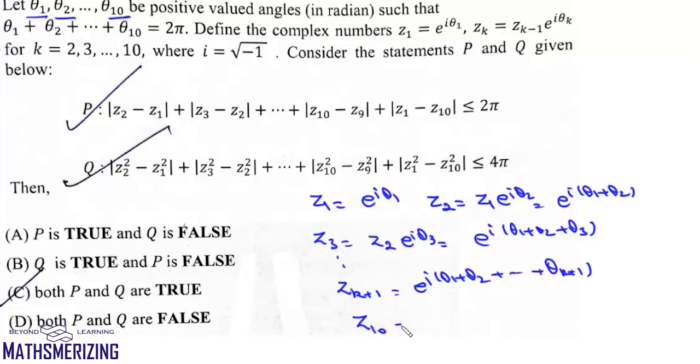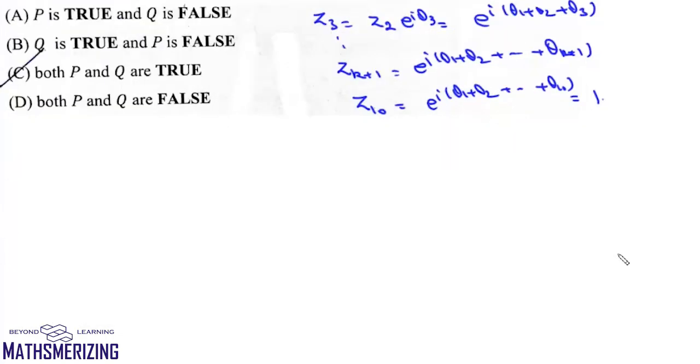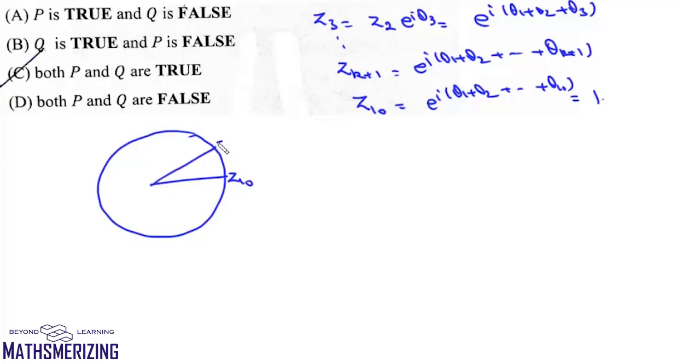And if we look at Z10, the value of Z10 will be e to the power iota theta 1 plus theta 2 plus up to theta 10, and we are given that this is 2 pi. So it will be e to the power iota 2 pi and cos 2 pi is 1. So basically all these 10 points lie on this unit circle, and this is Z10, and then we have Z1, Z2, Z3, Zk, Z9, and the angles between them are theta 1, theta 2, theta 3 up to theta 10.